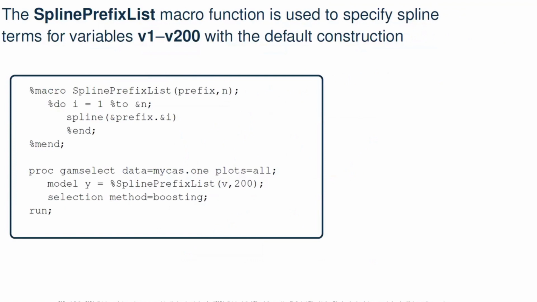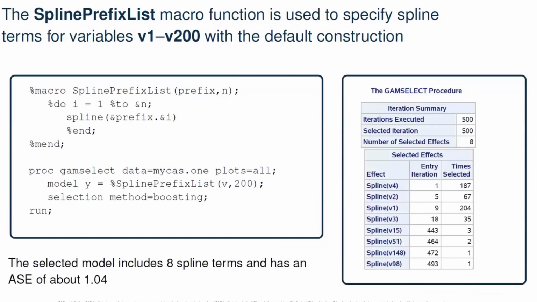The syntax for specifying a model in proc GAMSELECT is consistent with other SAS procedures for fitting generalized additive models. Here I'm defining the spline prefix list macro function and using it to specify spline terms for the variables v1 to v200, all using the default spline construction in the model statement. When using proc GAMSELECT, both the model and selection statements are going to be required, and in the selection statement, I'm indicating the use of the boosting selection method.